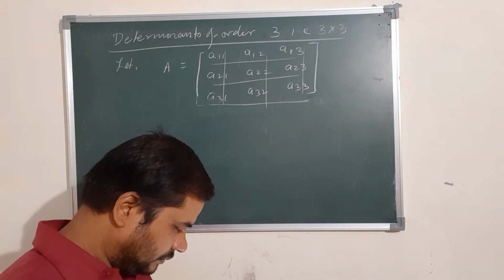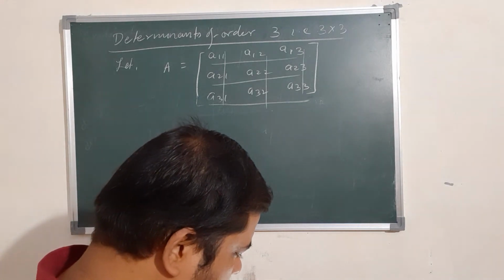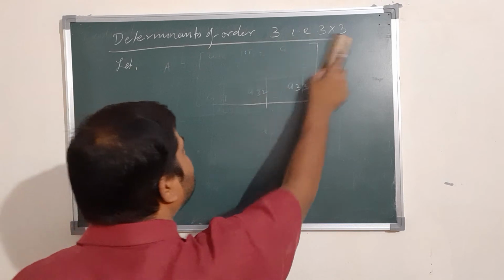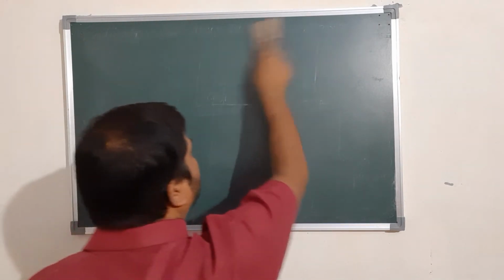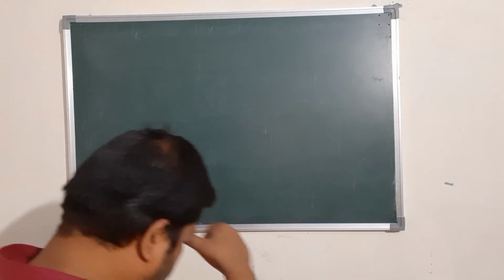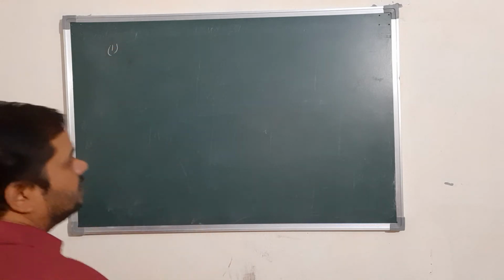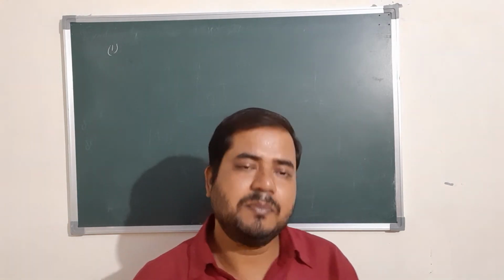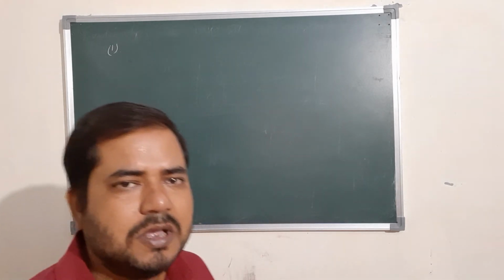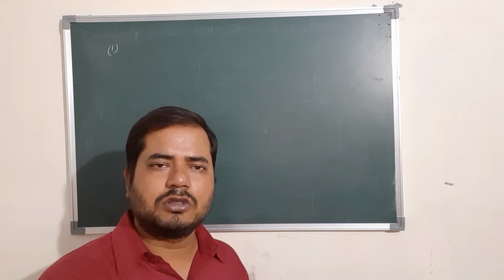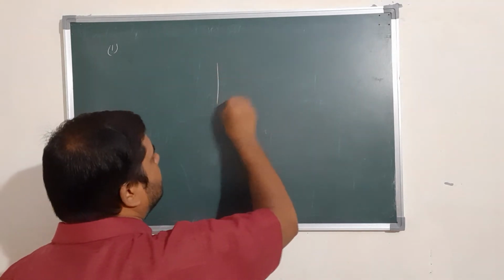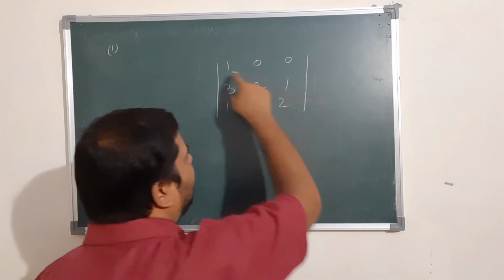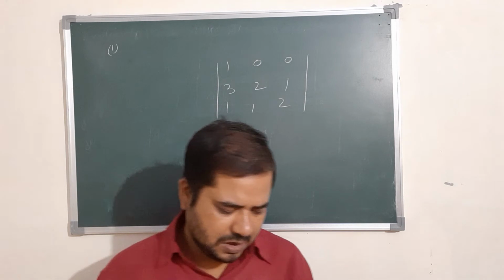Some remarks. This is very important. Remarks point, then after we see the example. The first remark is, for easier calculation, we shall expand the determinant along that particular row or that particular column which contains maximum zeros. Suppose we have this particular matrix, then we have to expand along this row because this row has the maximum number of zeros.